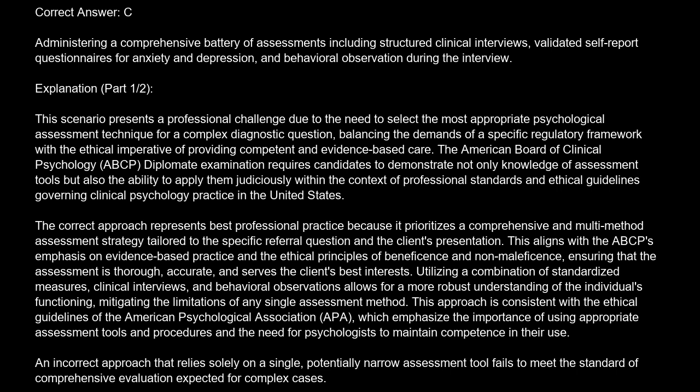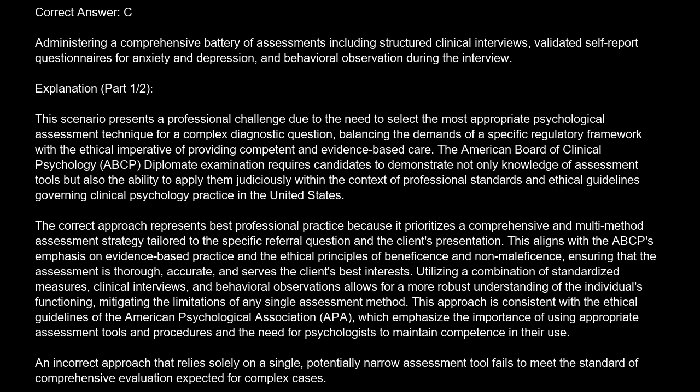Explanation. This scenario presents a professional challenge due to the need to select the most appropriate psychological assessment technique for a complex diagnostic question, balancing the demands of a specific regulatory framework with the ethical imperative of providing competent and evidence-based care. The American Board of Clinical Psychology, ABCP, Diplomate examination requires candidates to demonstrate not only knowledge of assessment tools, but also the ability to apply them judiciously within the context of professional standards and ethical guidelines governing clinical psychology practice in the United States.